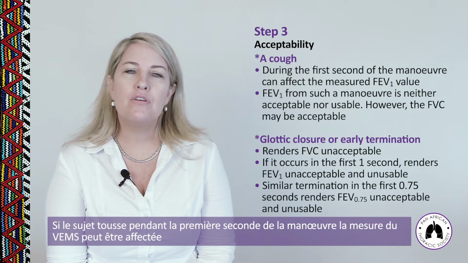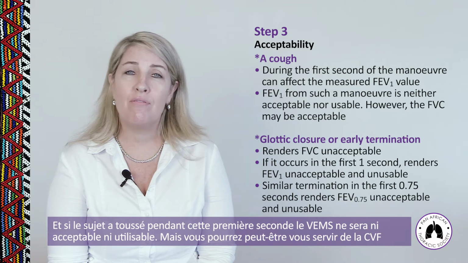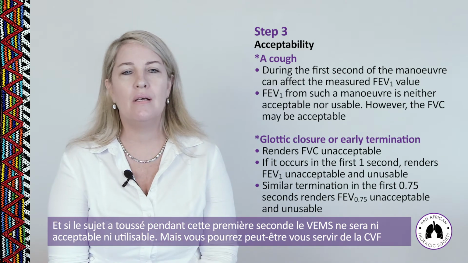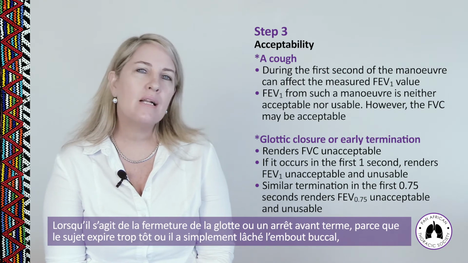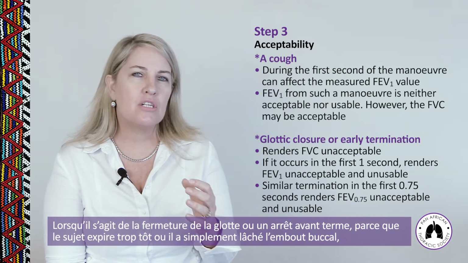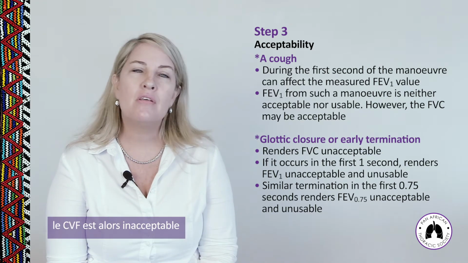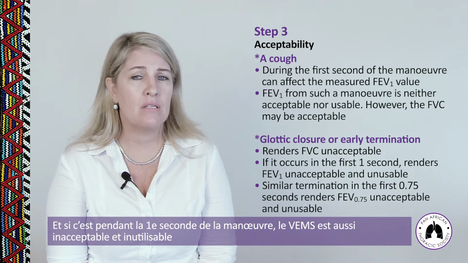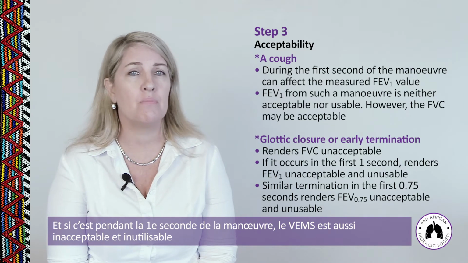A cough during the first second of the maneuver can affect the measured FEV1 value, and the FEV1 from such a maneuver where there is a cough is neither acceptable nor usable. However, you may still be able to use the FVC. When it comes to glottis closure or early termination, such as when a patient inspires too soon or has just come off the mouthpiece, this renders the FVC unacceptable, and if it occurs in the first second of the test, it also renders the FEV1 unacceptable and unusable.